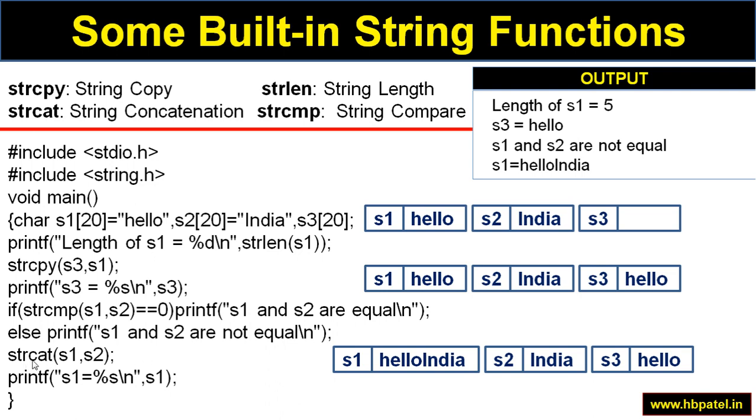And then strcat S1 comma S2. strcat is string concatenation. So S2 will be added after S1 content. S1 is hello, S2 is India. When I use this one, this India would be added after S1. So S1 now becomes hello India and S2 would remain same India. If I print S1, you will get hello India. So this is how you can use these basic built-in functions. Again, let me remind you, to use these functions, you need to include a header file string.h.